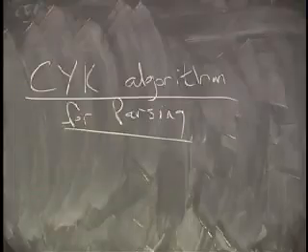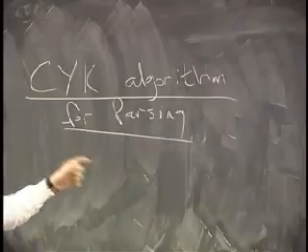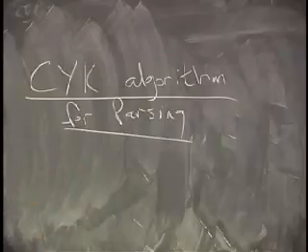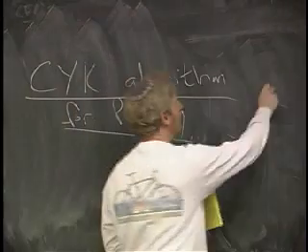This is an algorithm named for the 3 people that worked on it independently: Cocke, Younger, and Kasami, I think are their names. They came up with an algorithm for parsing that takes a context-free grammar and a string, and tells you whether that string can be generated by the context-free grammar. Their algorithm runs in order n cubed time.